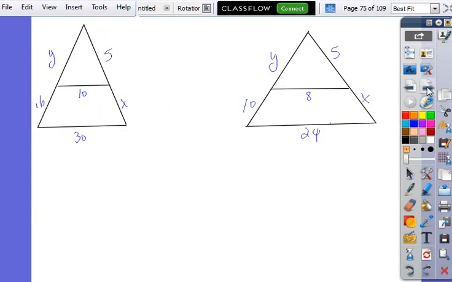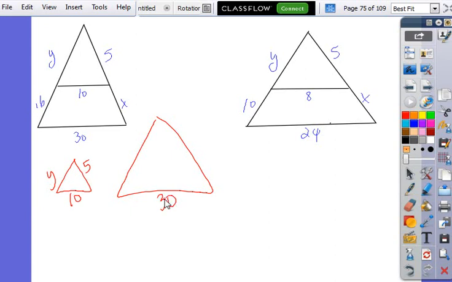What would I need to do on that first one right there? You have to get one of those sides in. I'm going to do two triangles. My little triangle would be y, 5 and 10. This would be 30. How much is the left side of the big triangle? 16 plus y, or y plus 16, whichever way you want to do it. And then this would be 5 plus 8, or 8 plus 5.